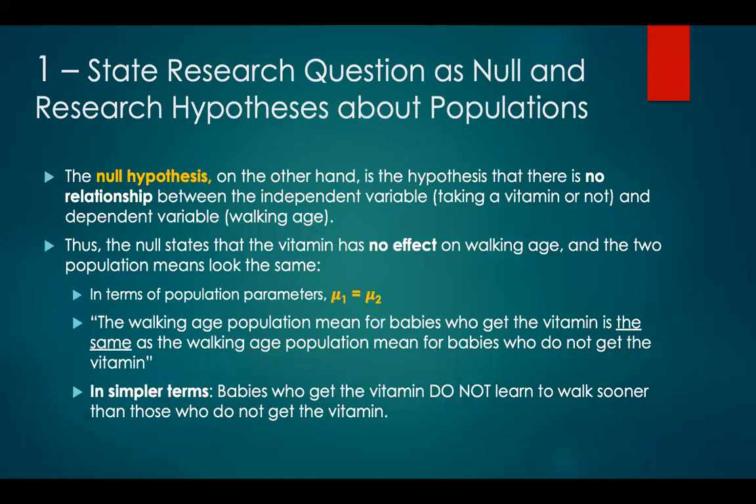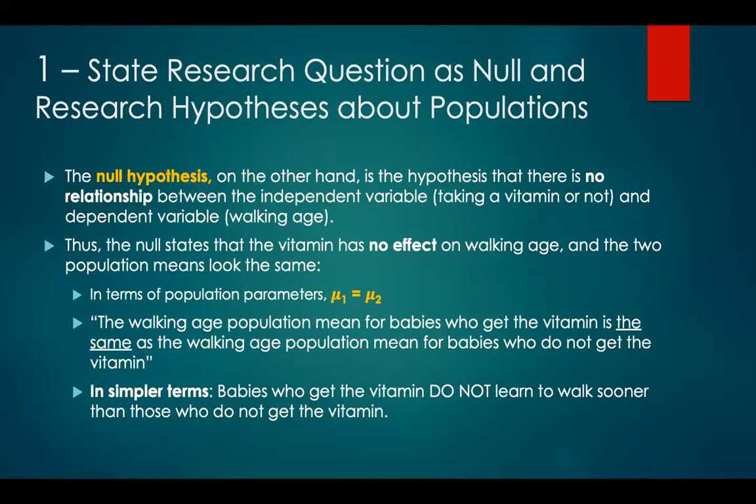Now, the null hypothesis, on the other hand, is the hypothesis that there is no relationship between the independent variable, which in this case is taking a vitamin or not, and the dependent variable, or what we measure, walking age. Thus, the null states that the vitamin has no effect on walking age, and the 2 population means look exactly the same. So in terms of population parameters, mean 1 equals mean 2. So the walking age population mean for babies who get the vitamin is the same as the walking age population mean for babies who do not get the vitamin.